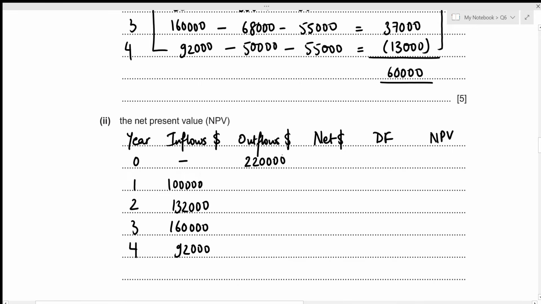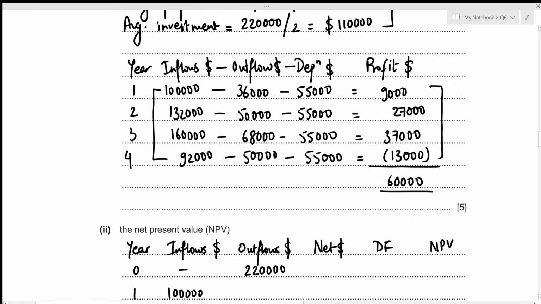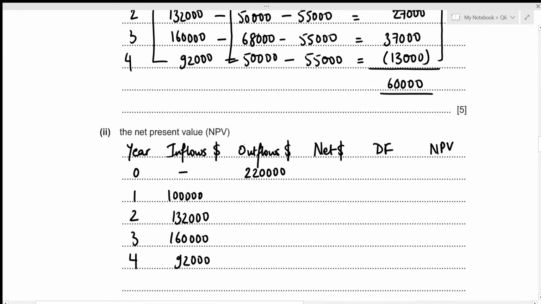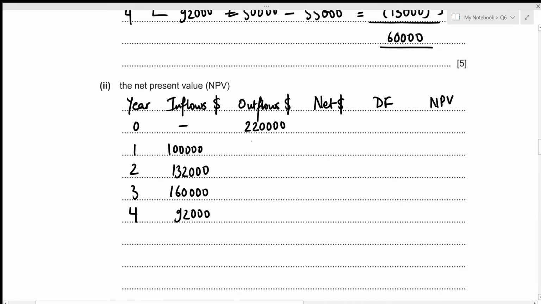Now, let's have a look at the outflow information above. So, the outflows for year 1, 2, 3, and 4 is 36,000, 50,000, 68,000, and 50,000 respectively. Let's write it down. That's 36,000, 50,000, 68,000, and 50,000 again.